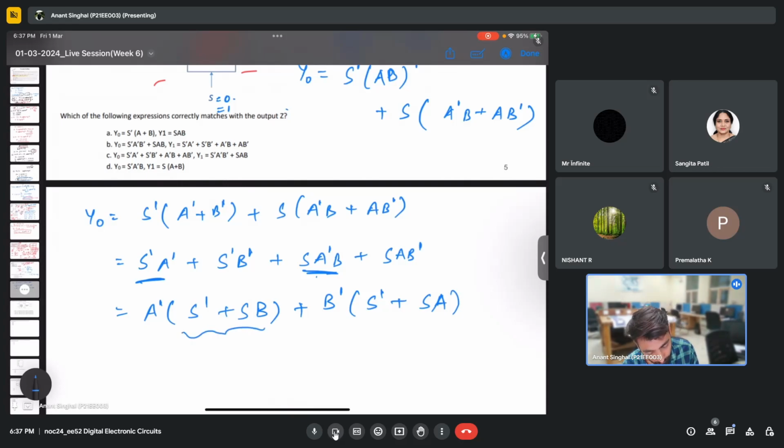Can anyone tell what this will simplify to? S complement plus SB will be S bar plus B, not B bar, right? Yes, sir. Similarly, this will be S bar plus A.